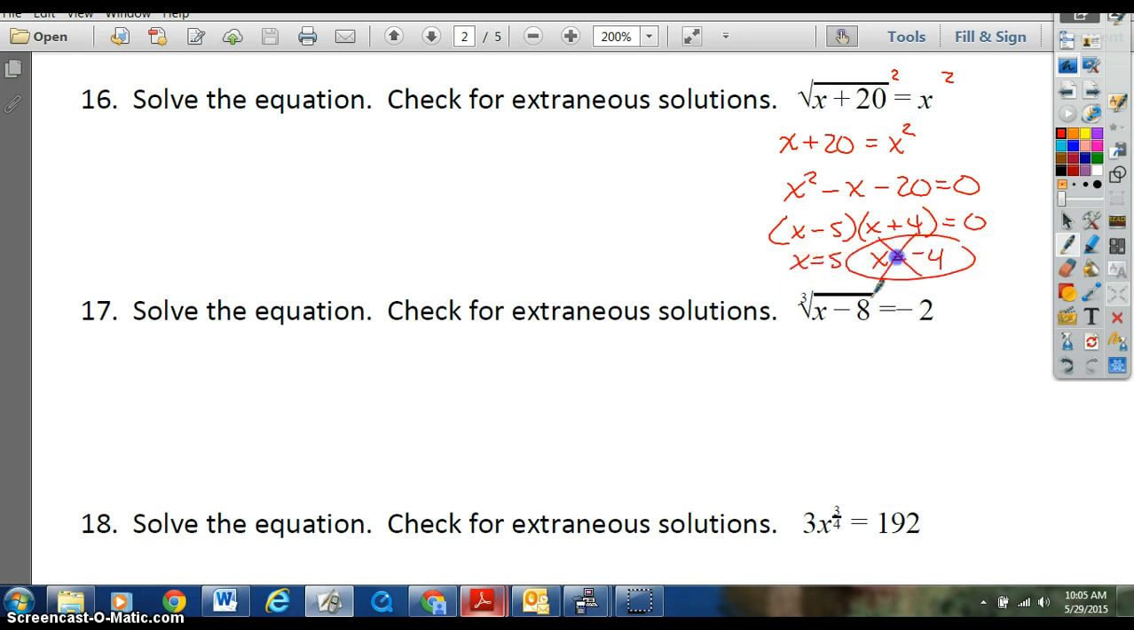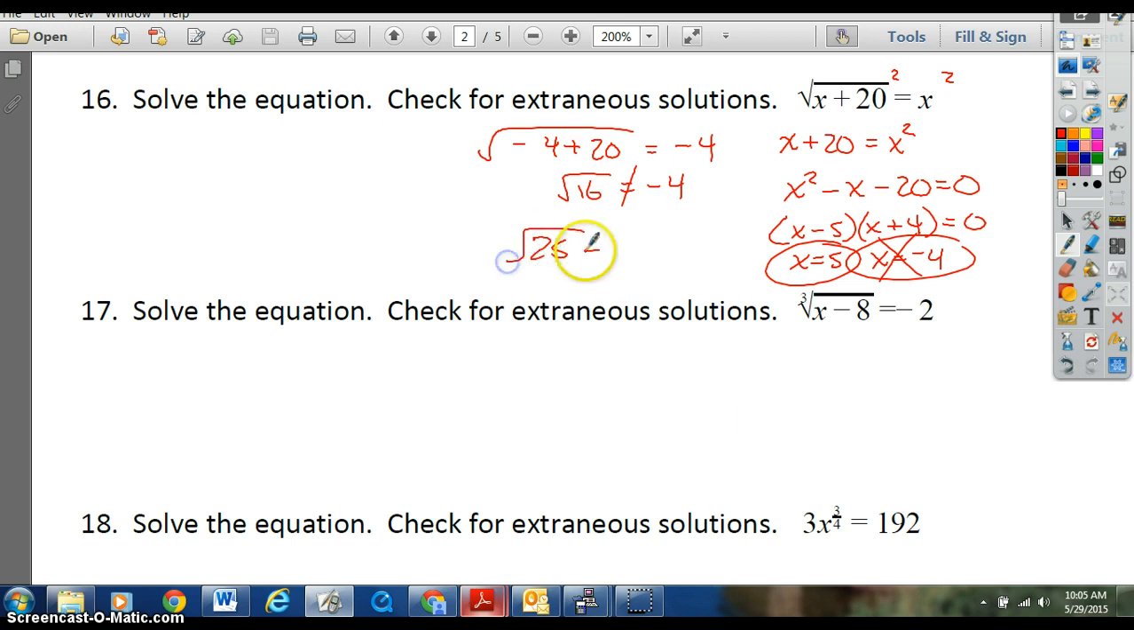Negative 4 will not work. Positive 5 will work. Why does negative 4 not work, you ask? Because I cannot take the square root of 16 and get a negative 4. There's just no way that's going to happen. But if I put 5 in there, I get the square root of 25 equals 5. That's a check. Okay?